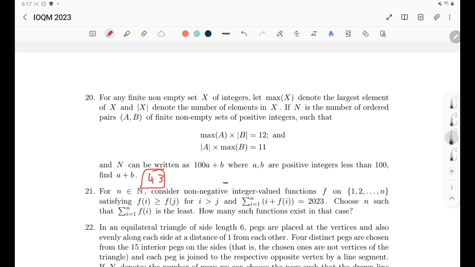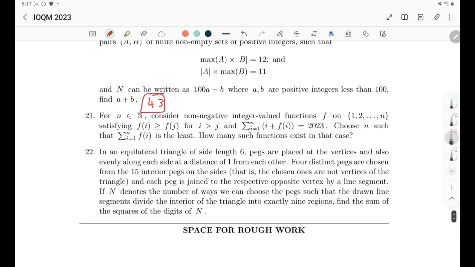So the answer is simply 43. Okay, let's move on. Question 21.